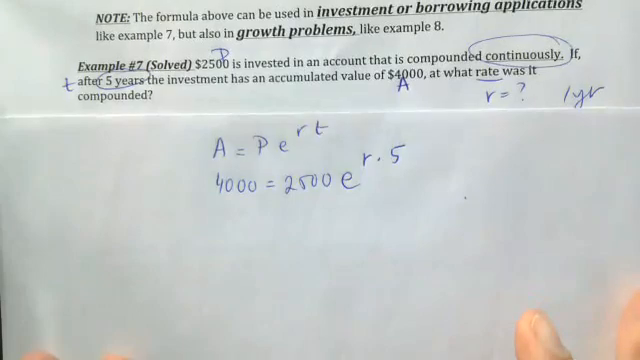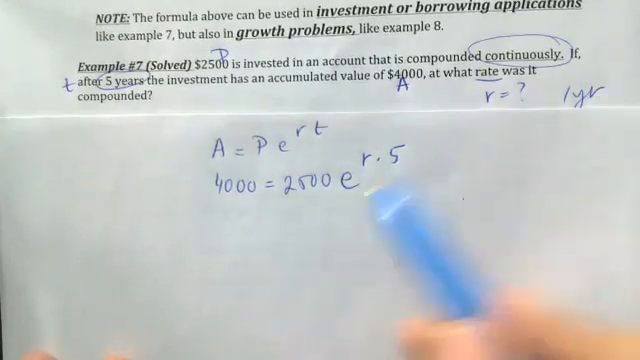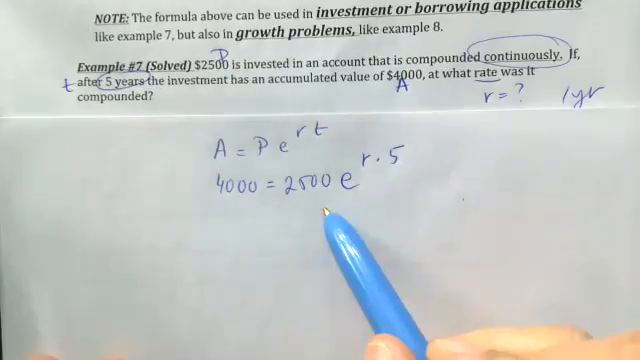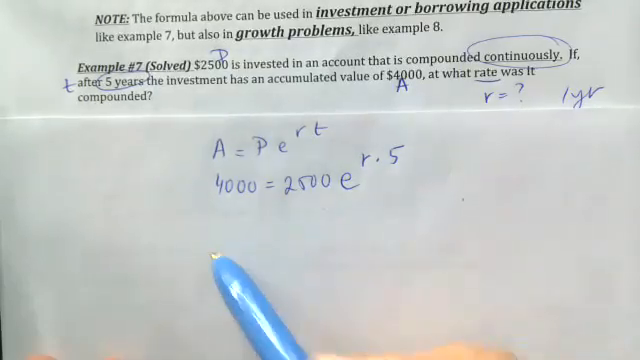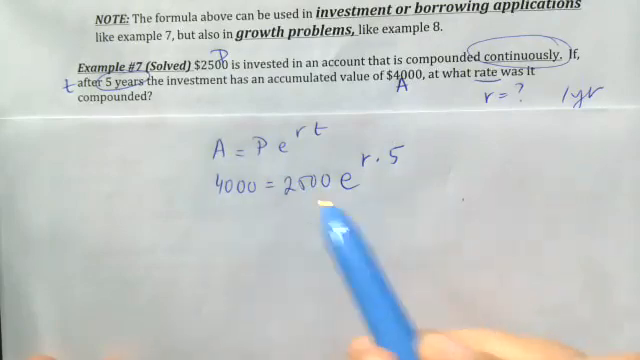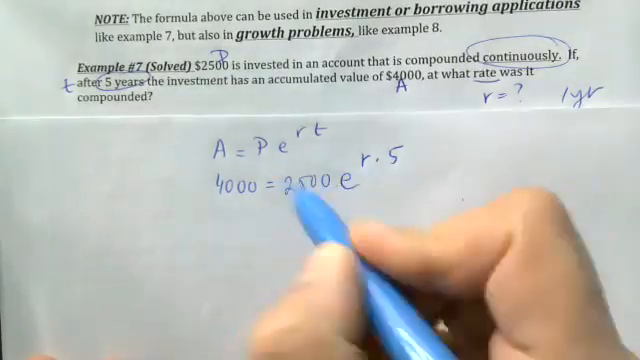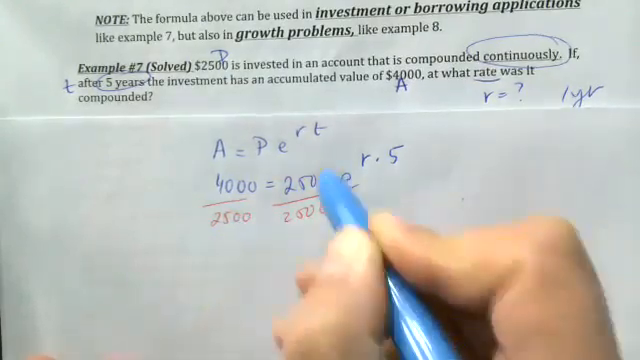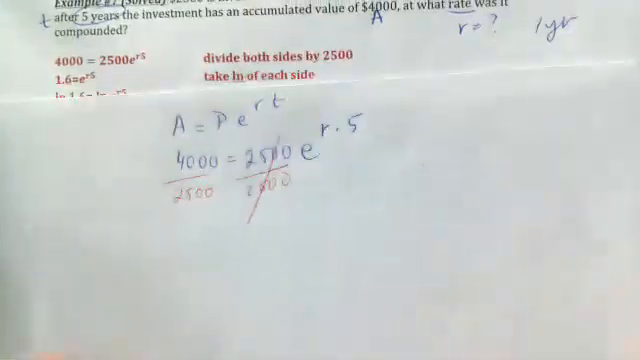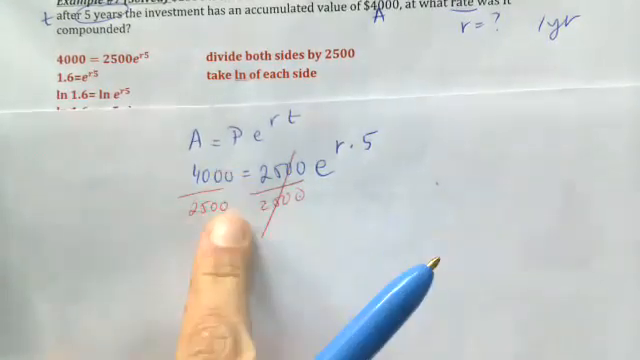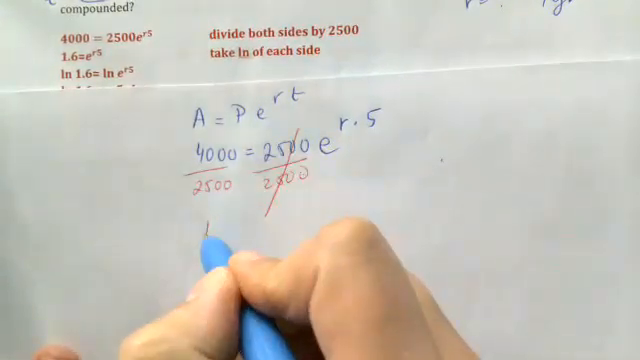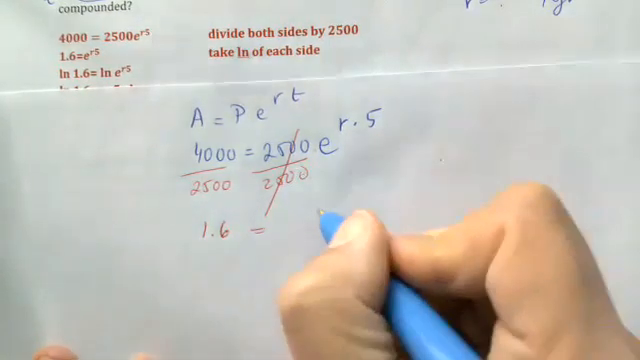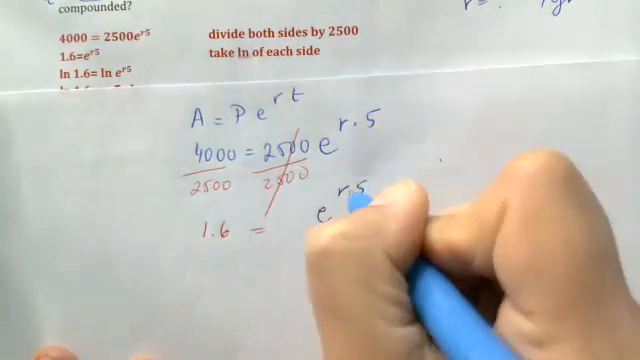So this is another natural logarithm, natural exponential equation. In the end, I do want to take the natural log of each side, but to avoid applying the product law, I'm going to divide by 2,500 first to eliminate that. So when we do 4,000 divided by 2,500, we get 1.6. And here on the right side, we're left with e to the r times 5.